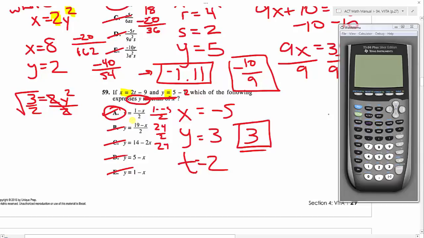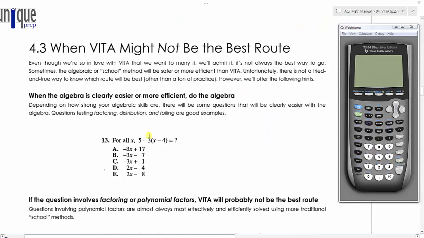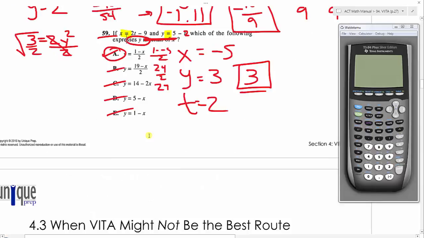That was a number 59 question. That was a question that was meant to be very challenging, and we just handled it with very little difficulty using the VITA technique.